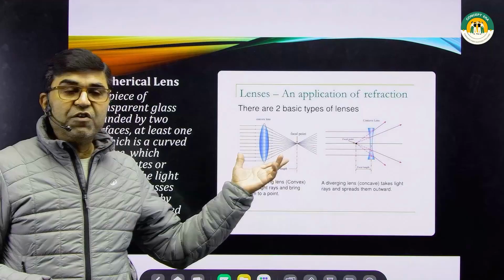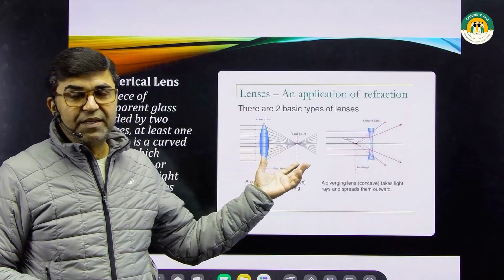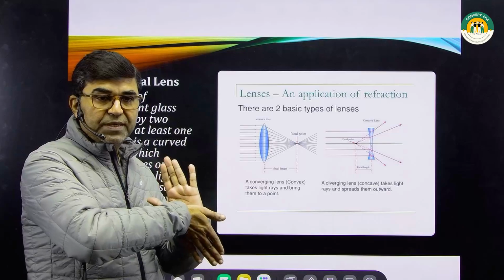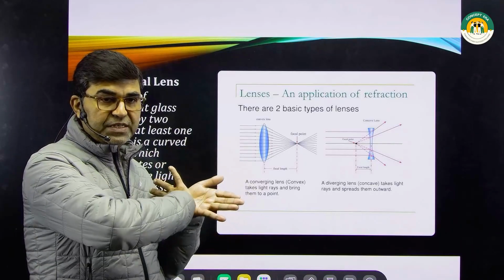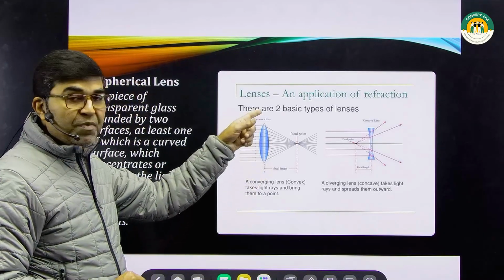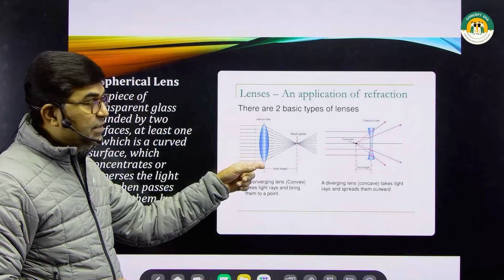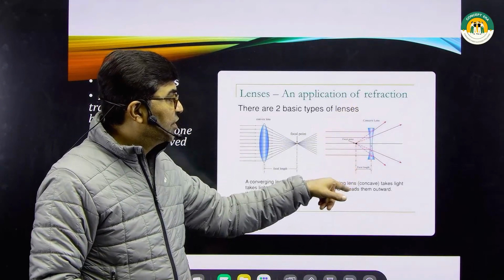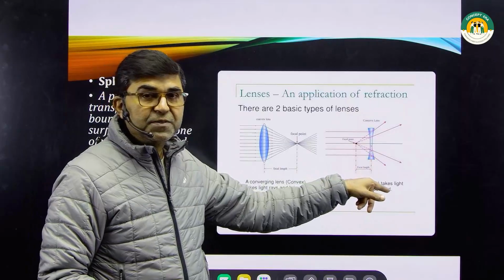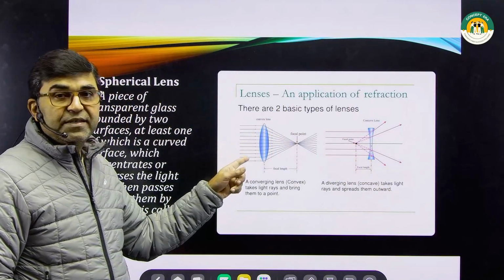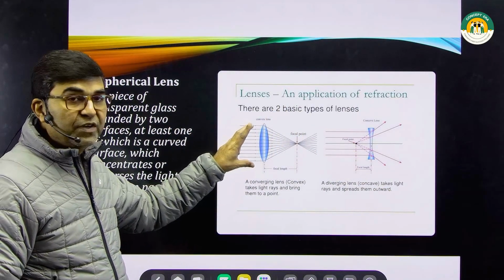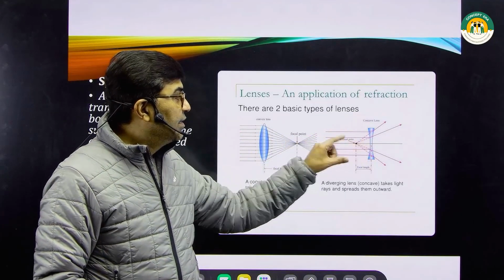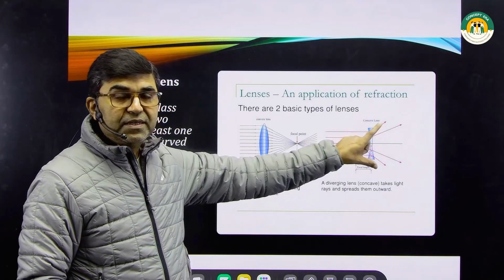A combination of prisms gives us lenses. If two prisms are joined base to base, inverted to each other, then the combination would give us a convex lens. If they are joined from tip to tip, then the combination would give us a concave lens. As you can see here, a convex lens converges a parallel beam of light, so it is converging, and a concave lens is a diverging lens.